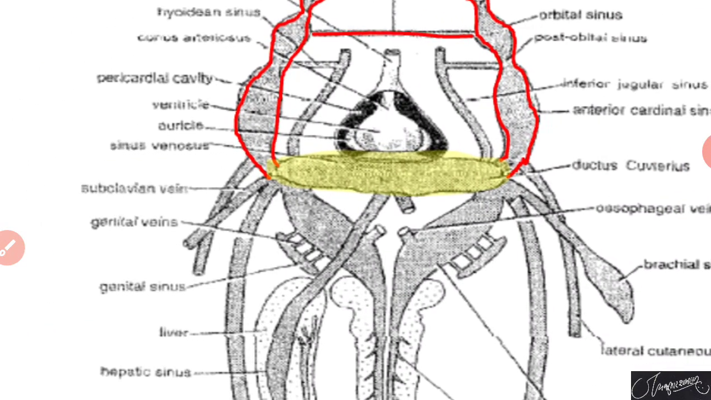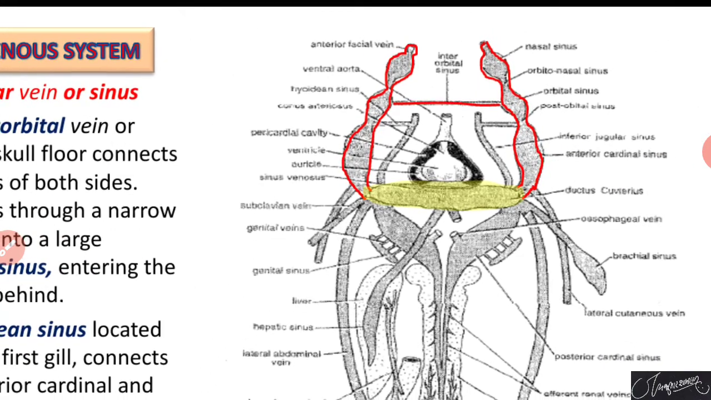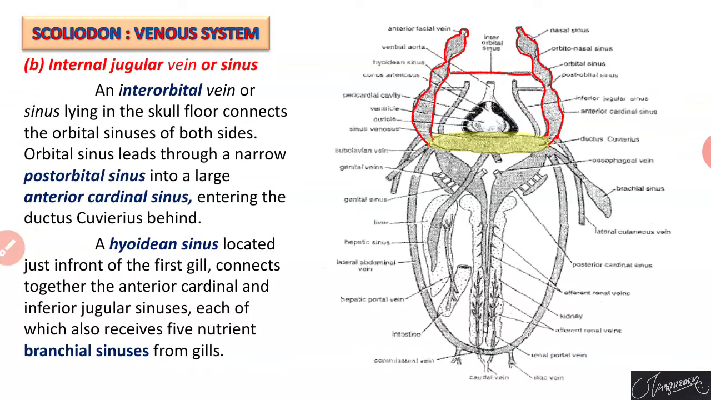This hyoidian sinus is located just in front of the first gill and connects together the anterior cardinal and inferior jugular sinus of each side, and receives 5 branchial sinuses from 5 gills.